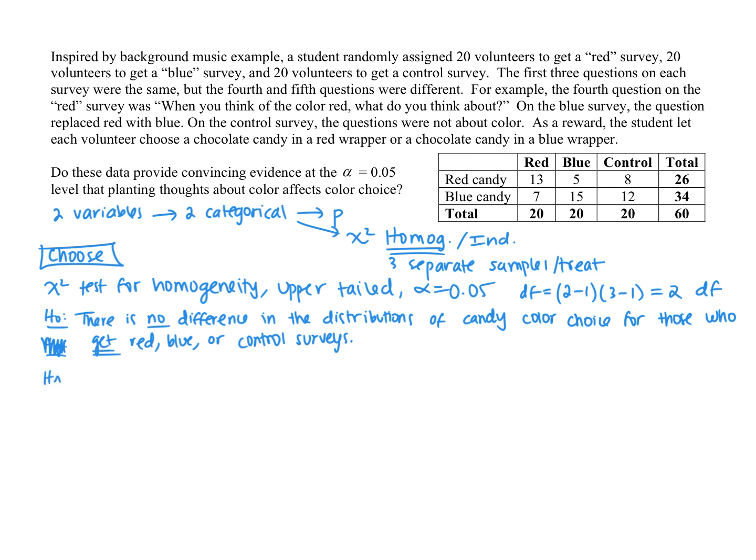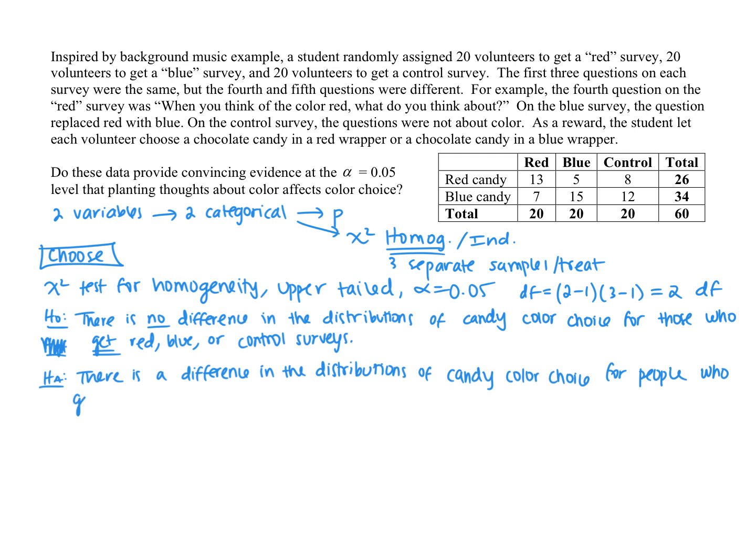So then our alternative, there is a difference in the distributions of candy color choice for people who get red, blue, or control surveys.